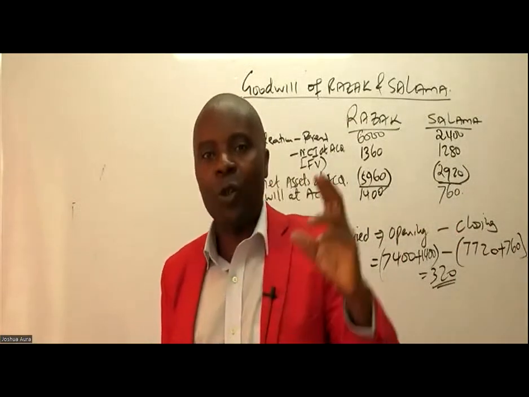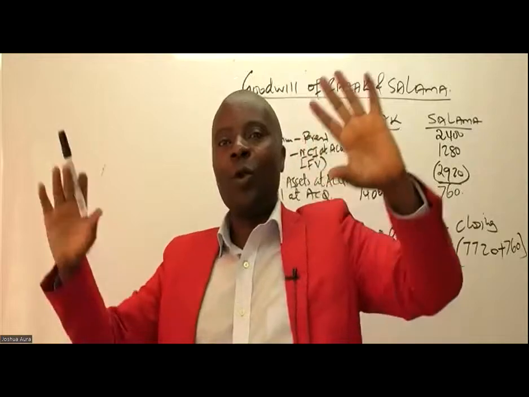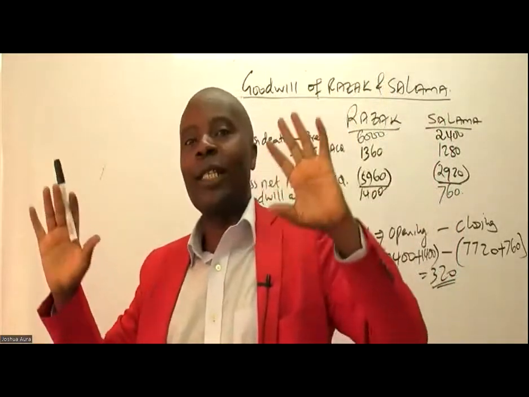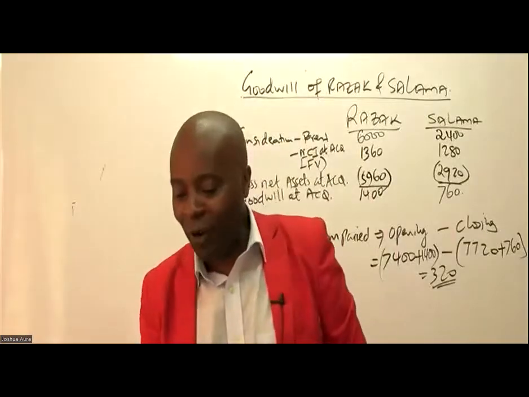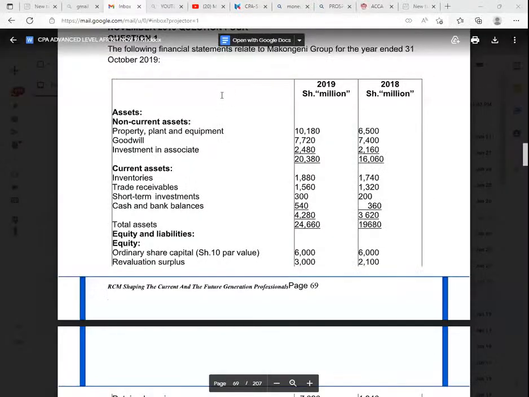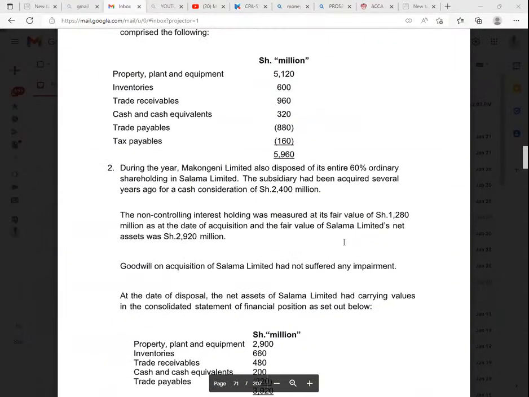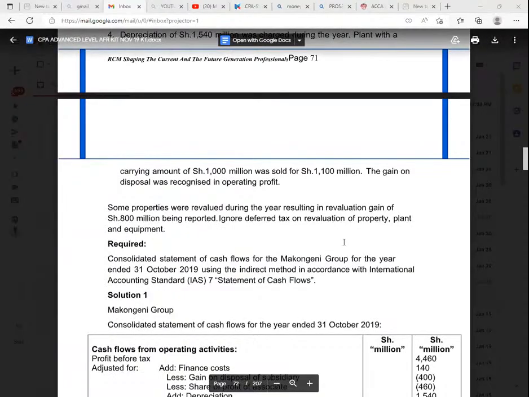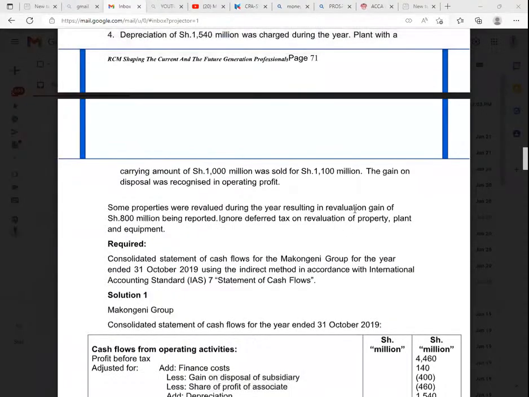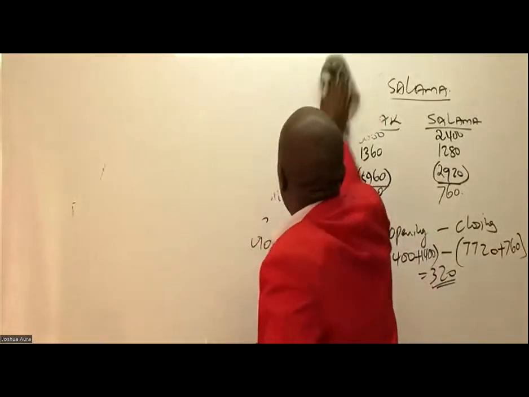After I finish this goodwill impaired account, the next thing I will do, ladies and gentlemen, is to write a big title, which so many accountants are so good at. I've never seen any student who misses this one. They know the name of the group is Makongeni Group. That one they write in screaming capital letters. They never fail to write that one so well.